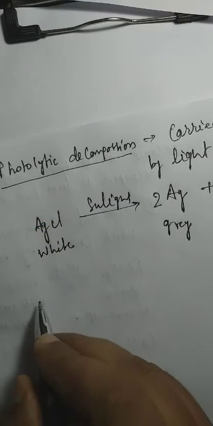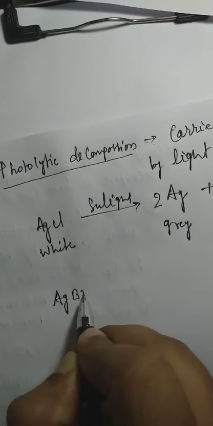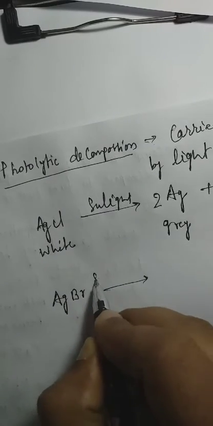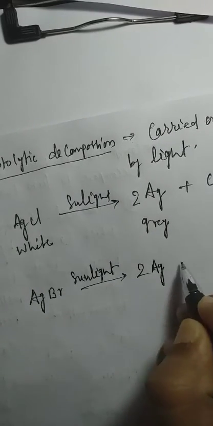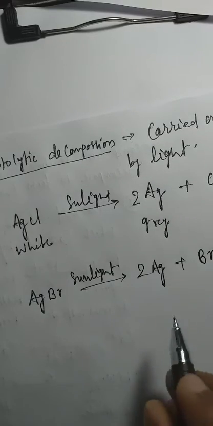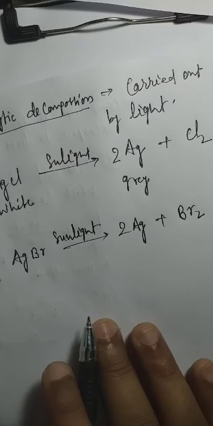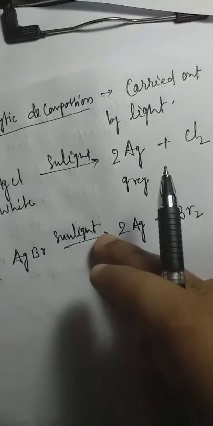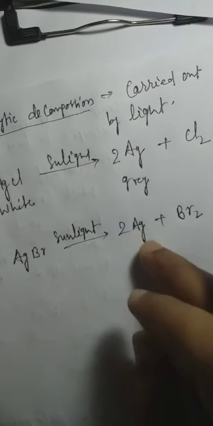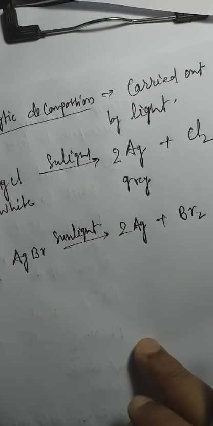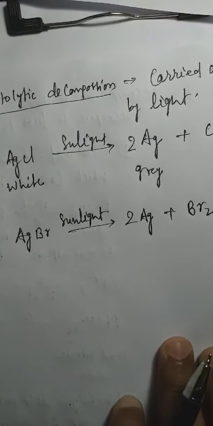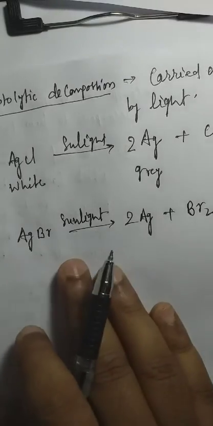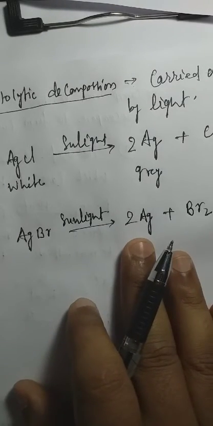Next we take an example with silver bromide also. AgBr, in the presence of sunlight, breaks down into 2Ag plus Br2. Same way, the breaking tendency of silver chloride and silver bromide. The above two reactions we discussed, first reaction and second reaction, are used in black and white photography. We had seen in a previous day, and now we are watching colored photographs, but previously it was black and white only. So in black and white photography we are using both reactions.